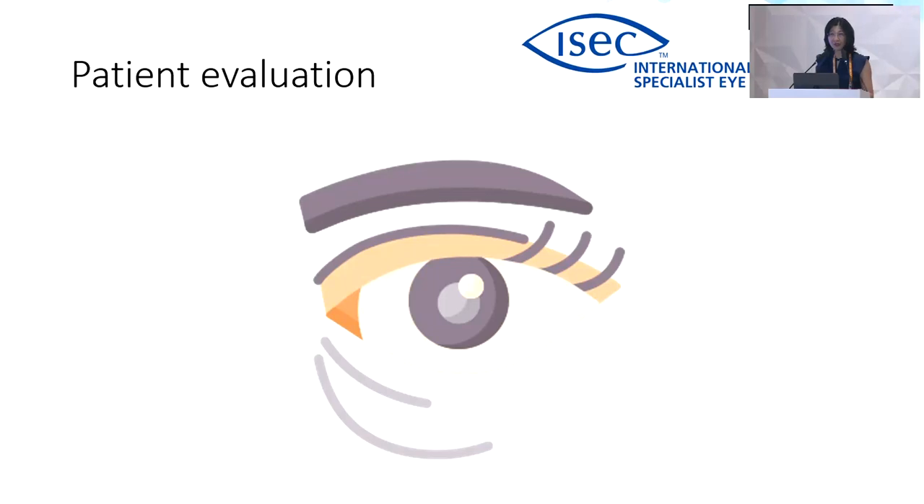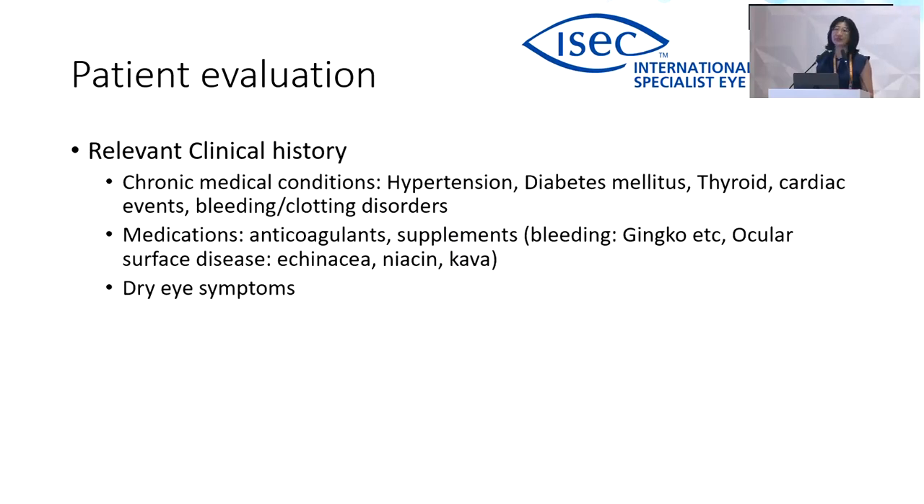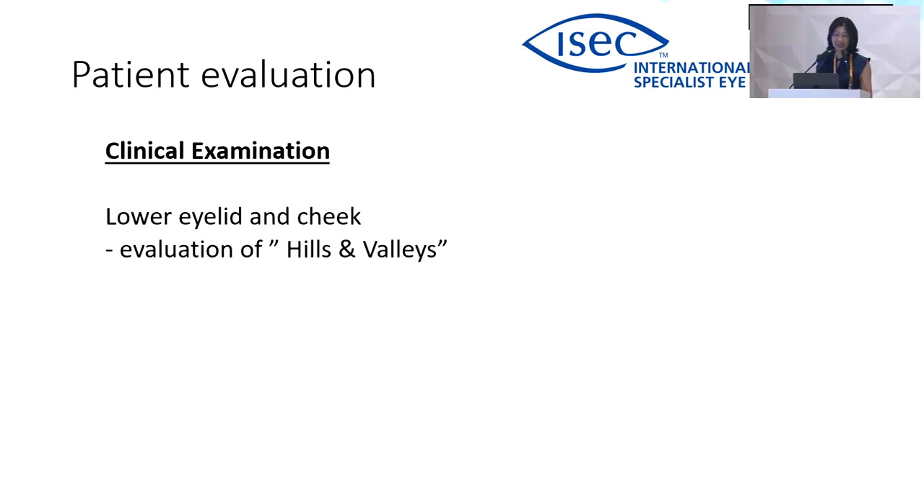So finally, we come to patient evaluation. These are basically relevant evaluations that we will take in most of the patients for eyelid surgery. So we need to take note of chronic medical conditions such as hypertension, diabetes, any thyroid disease, cardiac events, or bleeding or clotting disorders. And relevant medications would be medications which can promote bleeding, or any medications that can influence dry eye symptoms.